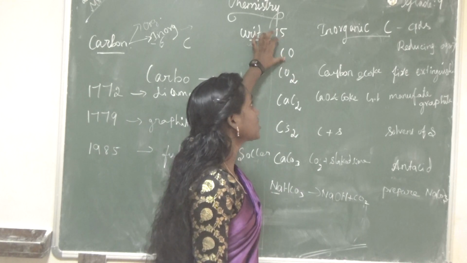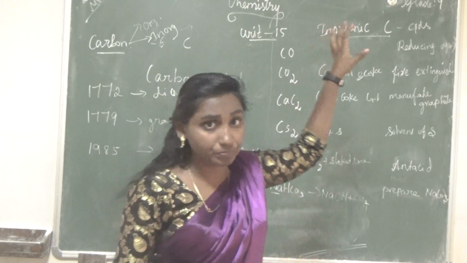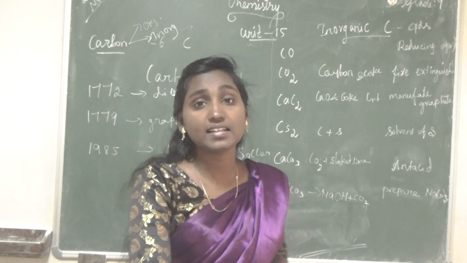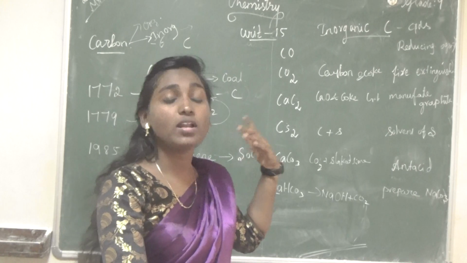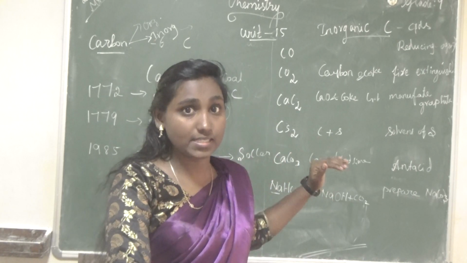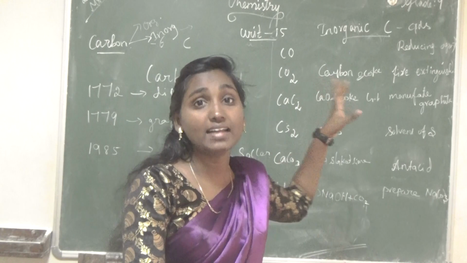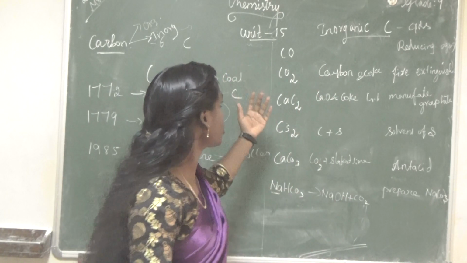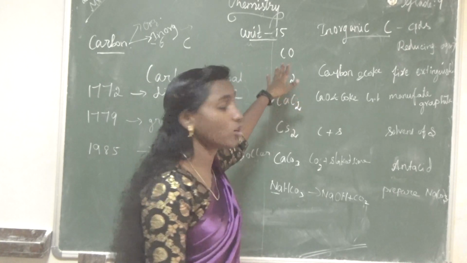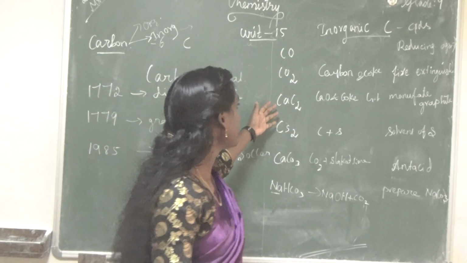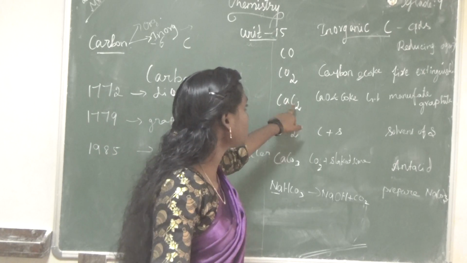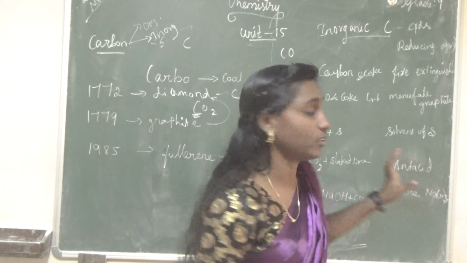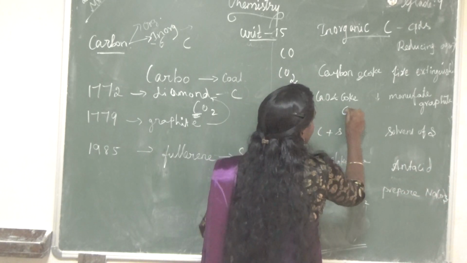Then this carbon monoxide is a colorless gas. It doesn't have a smell, so it is odorless. Colorless, odorless, and it is highly toxic. It is dangerous for humans. Then carbon dioxide is also a colorless, odorless gas. And calcium carbide is greyish black in color, a greyish black solid.